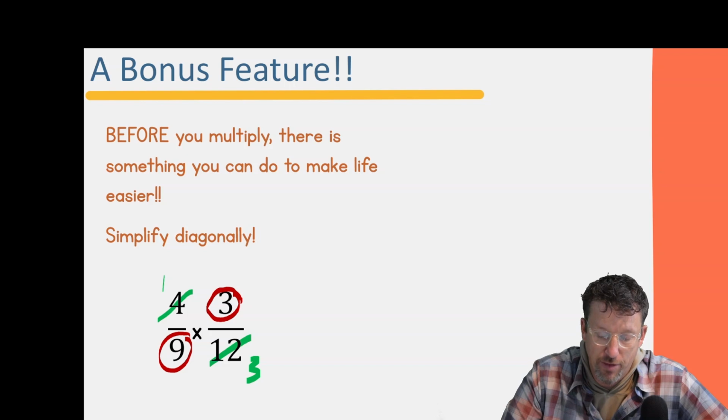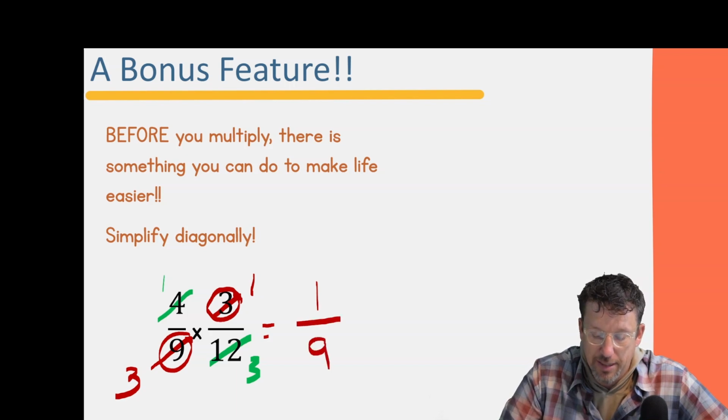How many times will 3 go into 3? It will go into it 1 time. And how many times will 3 go into 9? It will go into it 3 times. Okay, and now we've simplified our fractions before we multiply, and that makes it a lot easier because then we could just say 1 times 1 is 1, and 3 times 3 is 9. Okay, that's pretty simple.